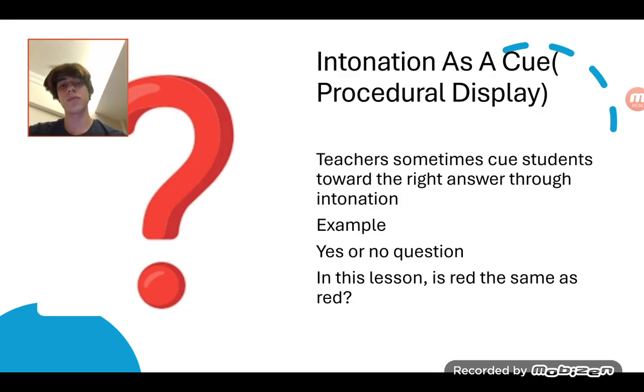As you can see, I'm raising my pitch at the end of the sentence, which signals to the students that the answer to this question is probably no. But on the other hand, if I just say this sentence in a monotone voice, in this lesson is red the same as red, the answer is likely to be yes. Students are likely to think that the answer is yes.